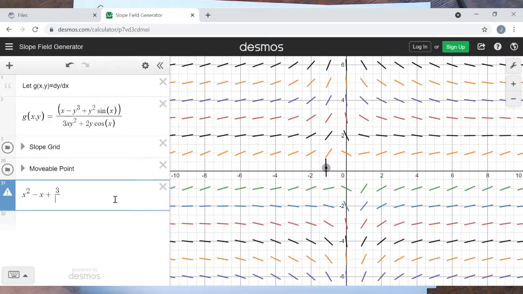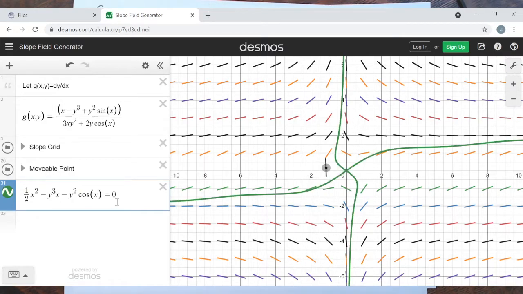And now let me enter down here. I'll put in one of our solution curves, right? Just one member of the family. So our solutions ended up looking like this, right? It was 1/2 x squared minus y cubed x minus y squared cosine of x equals some constant. I'll just put in the number 0 for now.